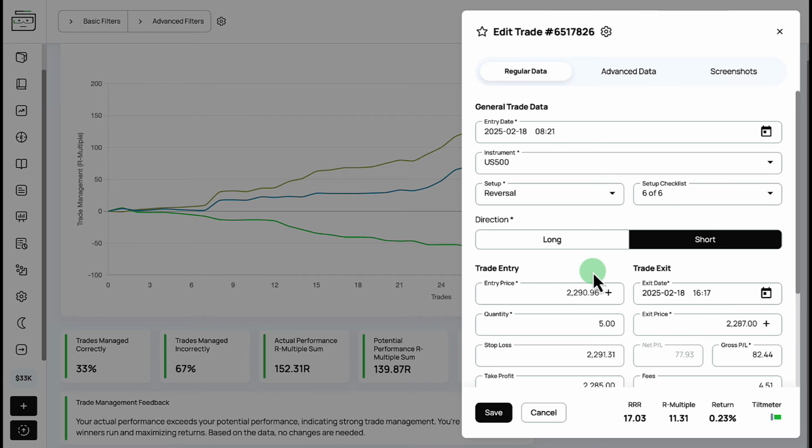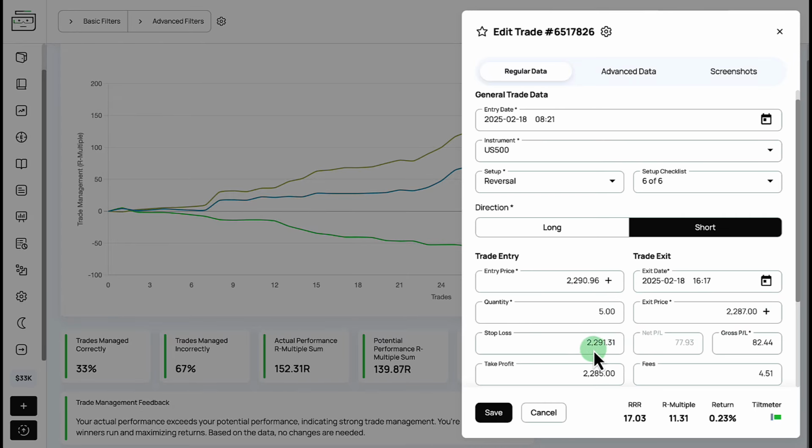So what we can see here is that it is a short trade. We entered at 22.90. The take profit was at 22.85, so 5 points lower, and the exit was at 22.87. So we didn't exit the trade fully at the take profit, but we did make a little bit of a profit. Is this the right approach? Was this the right decision?